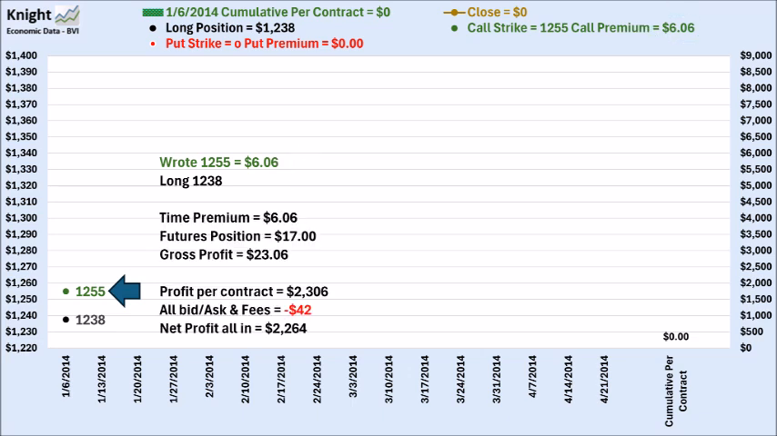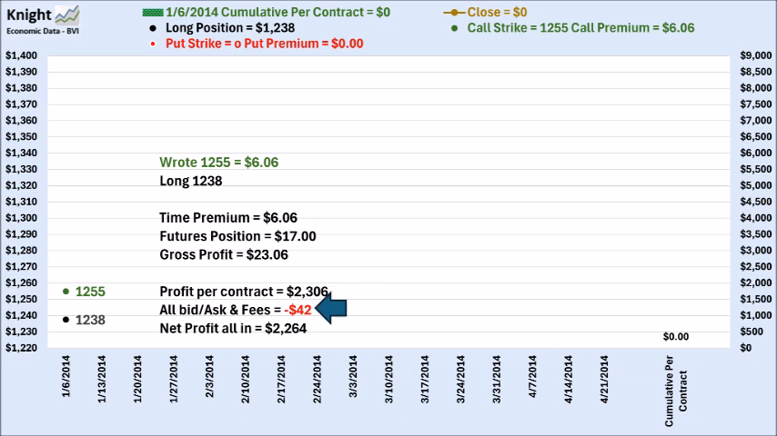The only way our 1238 long position can be called away is if the price of gold at expiration in 1 week is above $1,255 per ounce, which would make us $17 per ounce, or $1,700 per contract. Plus, we get to keep the premium from the 1-week call option we wrote against our 1238 long position of $6.06 per ounce, or $606 per contract, bringing the gross profit for the week with gold trading above $1,255 per ounce at expiration to $23.06 per ounce, or $2,306 per 100-ounce contract.